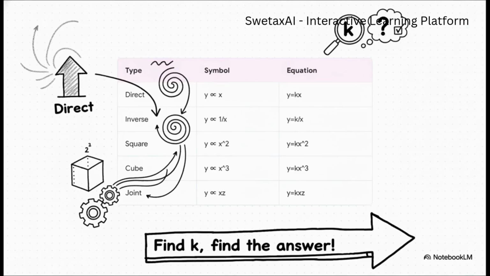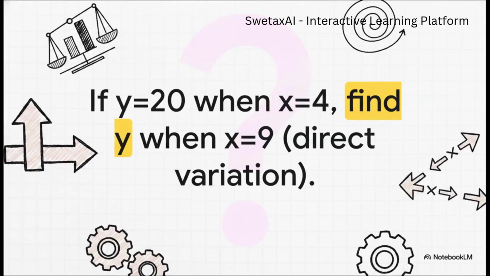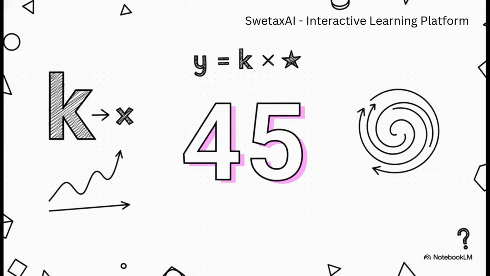Okay, let's do this. Here is your first rapid-fire question. Read it carefully. If y varies directly as x and y is 20 when x is 4, what is y when x is 9? Take a second. Mentally calculate k first. We know y equals k times x, right? So 20 equals k times 4. Have you got k? Okay, now multiply it by 9. The answer is 45. Did you get it? Our constant k was 5, so substituting that back in, y equals 5 times 9, which gives us 45.